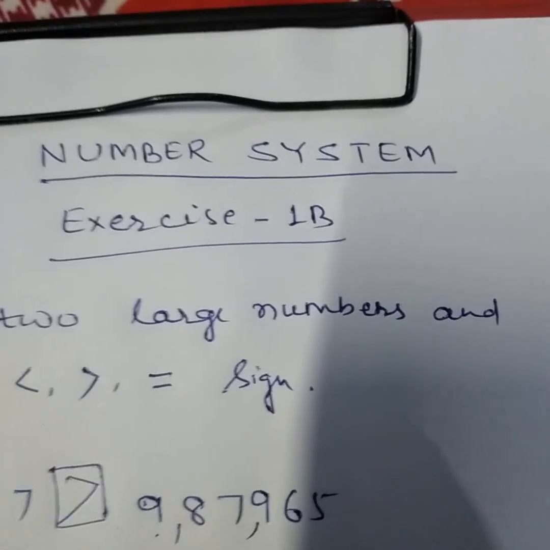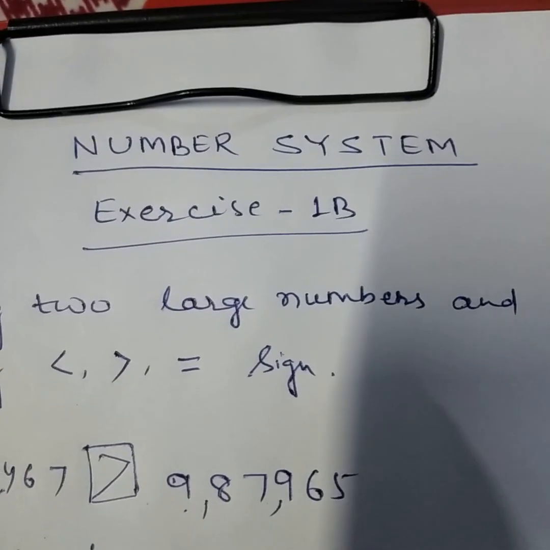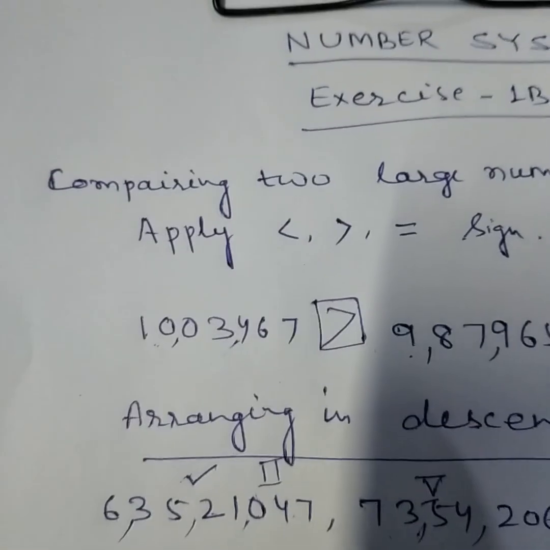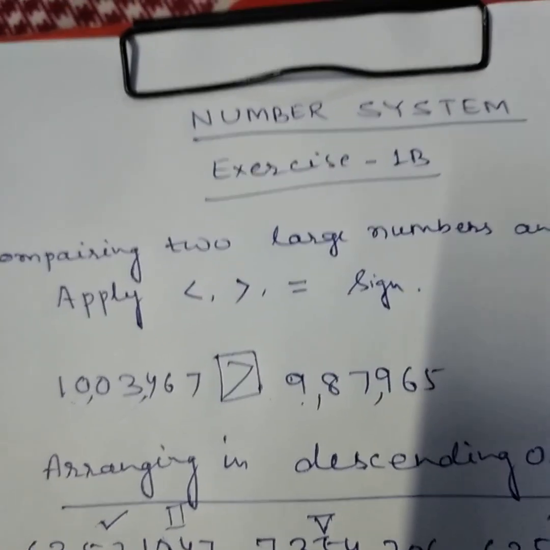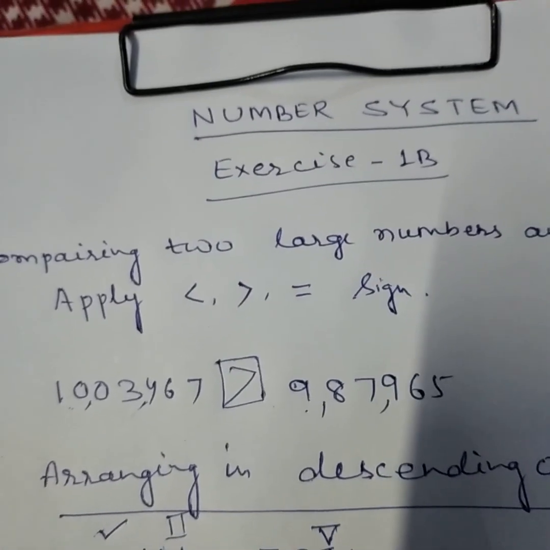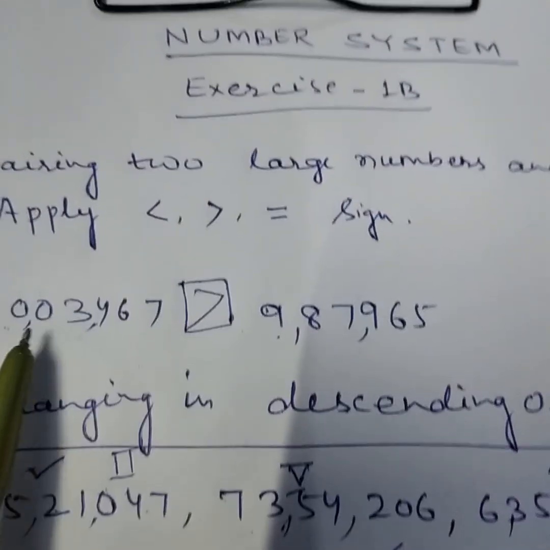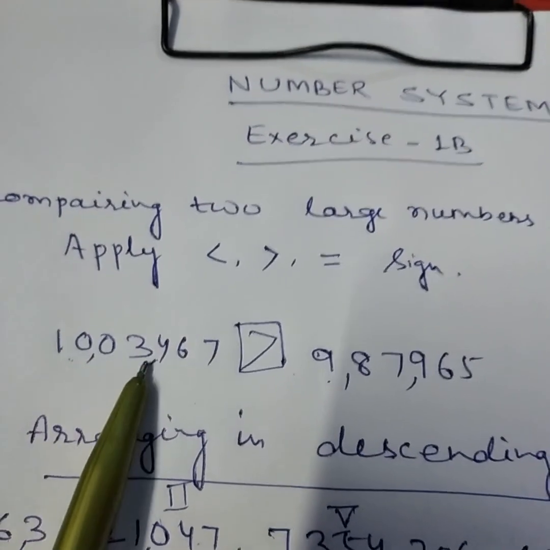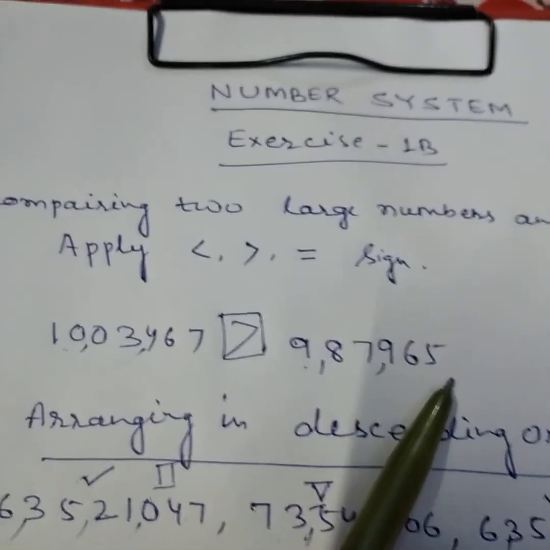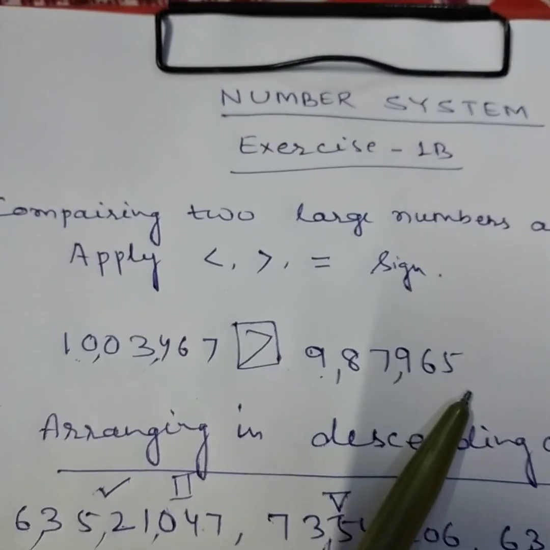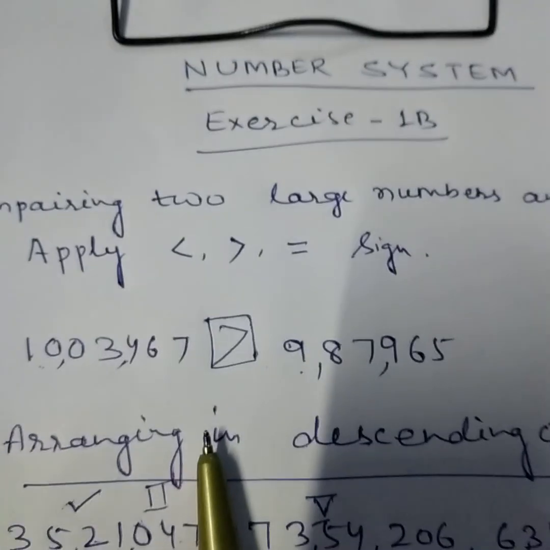After exercise 1 and its explanation, now we are going to discuss exercise 1B, and the topic is comparing two large numbers and applying greater than, smaller than and equal to signs. Children, there are two numbers here: 1003467 and 987965. Now what is the work we have to do, children?